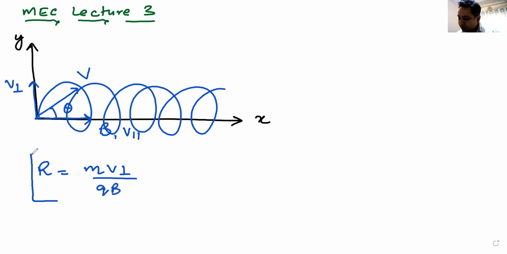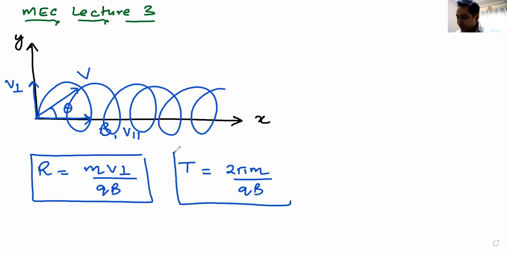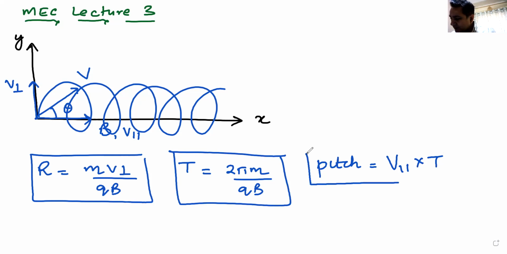m v perpendicular by q B, yes or no? Yes, sir. What is the time period of one turn? 2 pi m by q B. And what is the pitch of this helix? V parallel multiplied by T. Do we understand this?